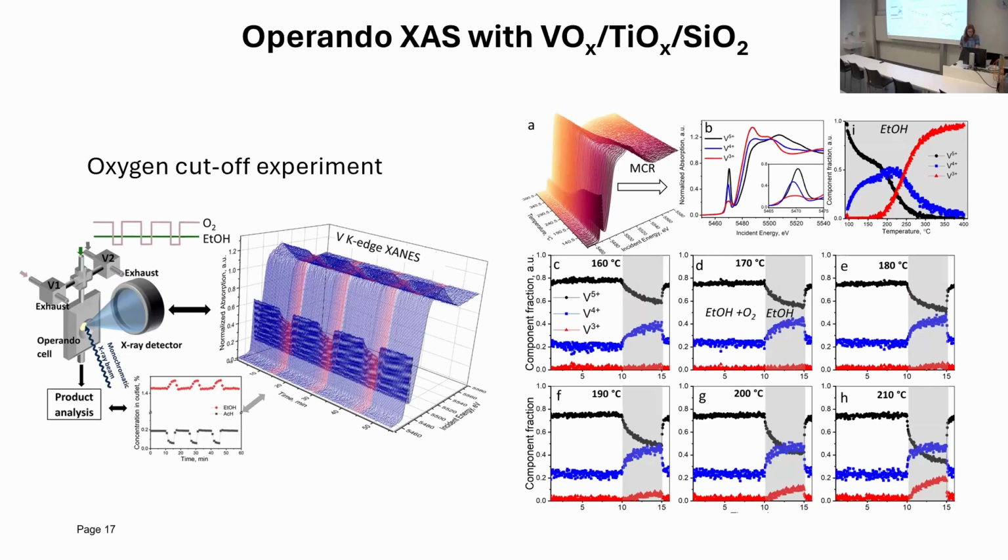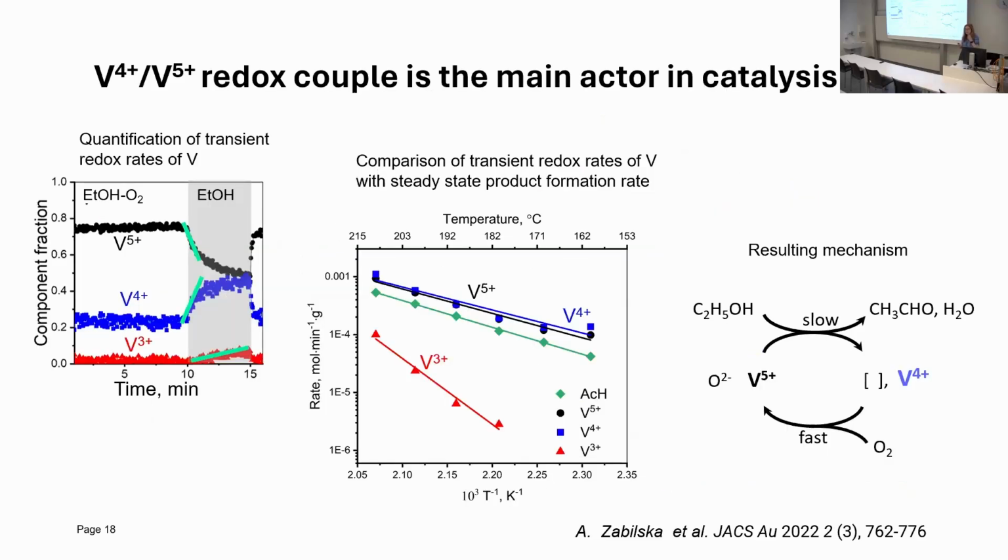Then, what was very nice with this project was that we could not only see which element was changing its oxidation state faster, we could also quantitatively measure the initial rate of formation, for example, of vanadium 4+, vanadium 3+, the rate of disappearing of vanadium 5+, and correlate it on this Arrhenius plot with the rate of acetaldehyde formation.